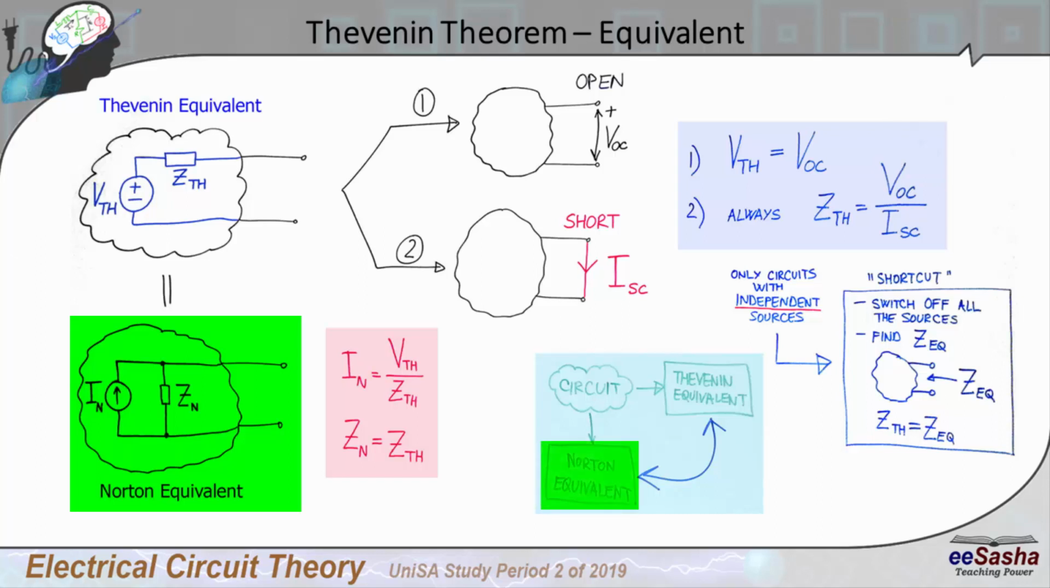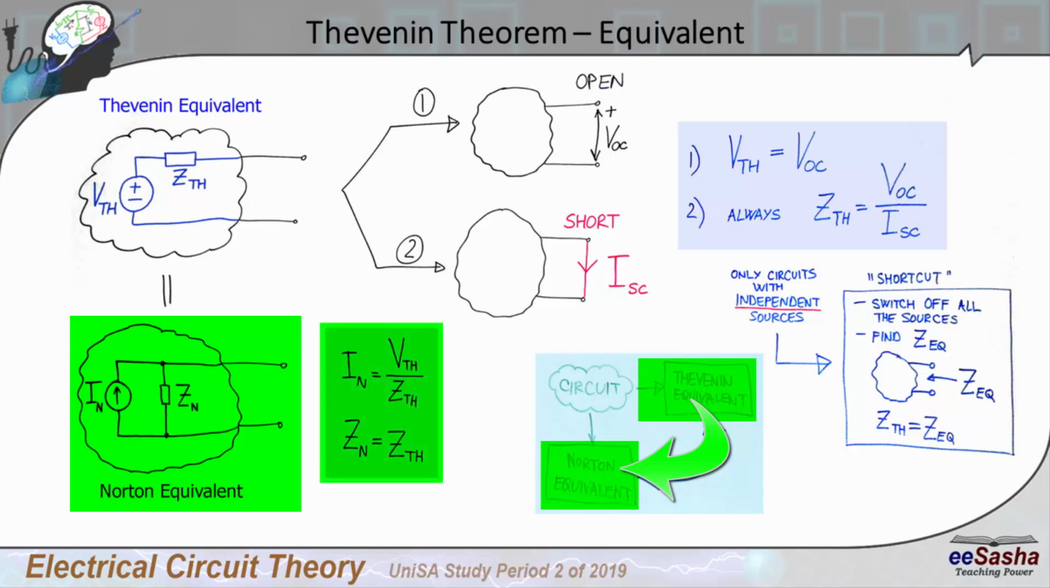Even if you have a Norton equivalent question, you can still find the Thevenin equivalent, and then just use one step at the very end. And in that step, you can calculate the equivalent current source that would represent actually the Norton equivalent. So this is a voltage source in series with the impedance. If I would have Norton equivalent, then I would have current source in parallel with an impedance.